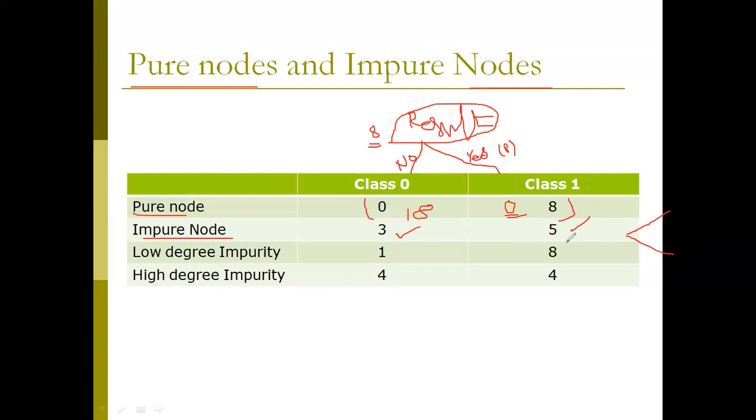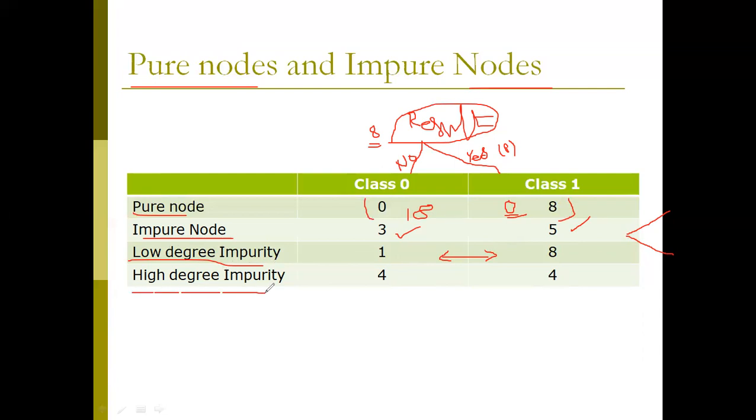But if you get an impure node, from that place onwards you are going to check some other attributes, right? And low degree impurity: low degree impurity means the difference between the two classes is large, like 8 minus 1, almost 7. So when the difference between the two class labels is large, that kind of node is called a low degree impurity.